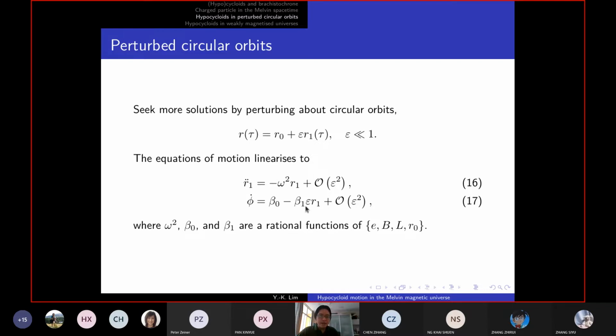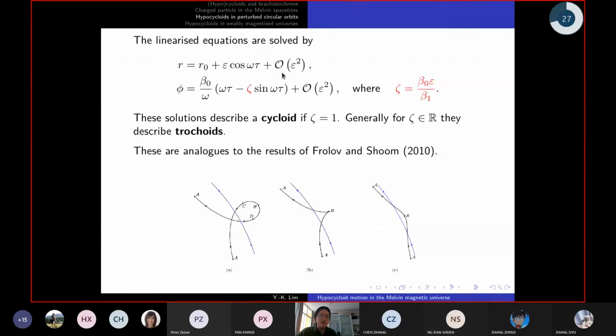The omega here, beta and beta 1 here, these are just constants. Although I do not show you the formula, these are just rational functions of these quantities. It's a bit messy and complicated, so it doesn't really show much by showing the expression. So these are just functions, right? These are constants. But once we solve this, right, then this is the solution.